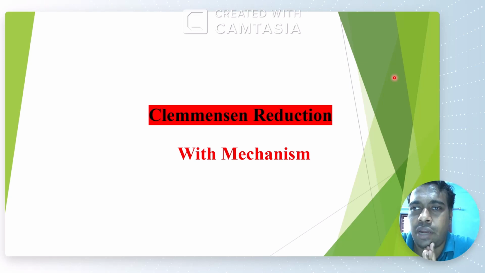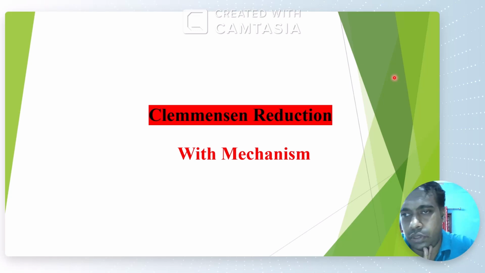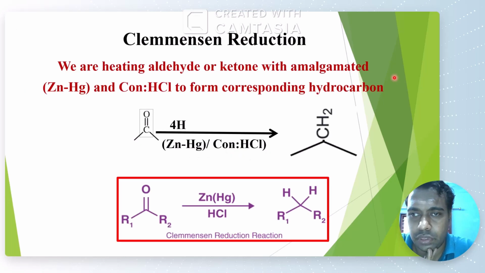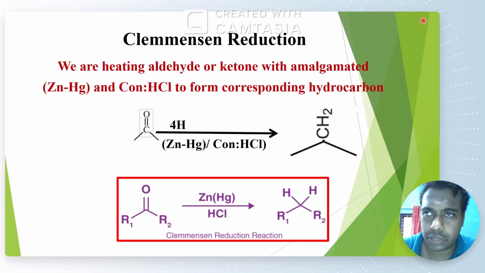Let us understand what is Clemmensen reduction. Actually, Clemmensen reduction is nothing but a reduction using zinc amalgam and HCl. We are converting a carbonyl compound into a hydrocarbon, just converting the C=O group into a CH2 group, right?